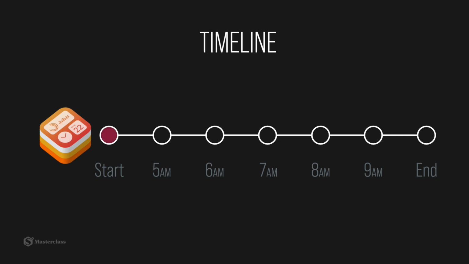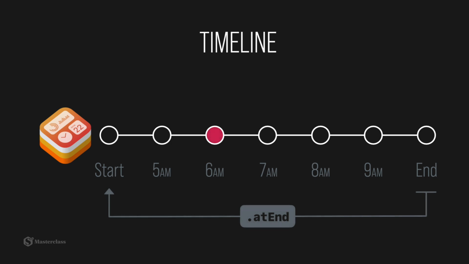Reload policy. The timeline's refresh policy specifies the earliest date for WidgetKit to request a new timeline from the provider. What's worth knowing about the reload policy is there are three types. The default refresh policy, at end, tells WidgetKit to request a new timeline after the last date in the array of timeline entries we provide. This means when the end of the timeline is reached, then the widget will start over with a new series of entries. It will keep updating the widget for undefined times.